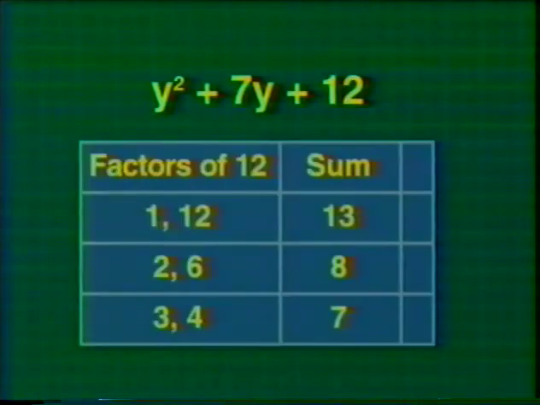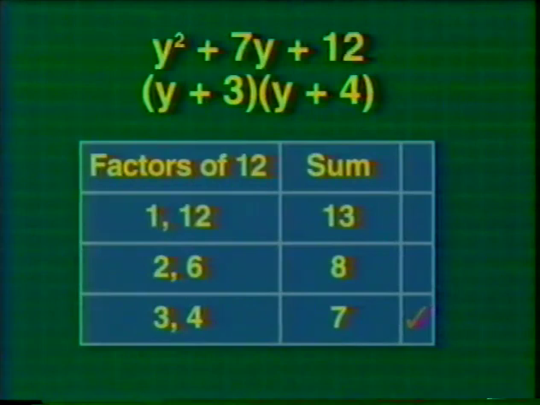Now Euclid has given us factors of 12, such as 1 and 12, 2 and 6, and 3 and 4. But only one pair has both a product of 12 and a sum of 7. That's the last pair. Therefore, the factors of this expression will be y plus 3 and y plus 4.